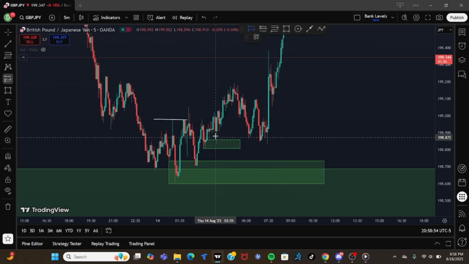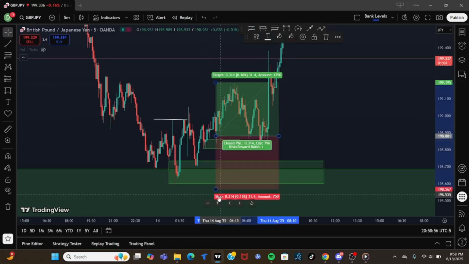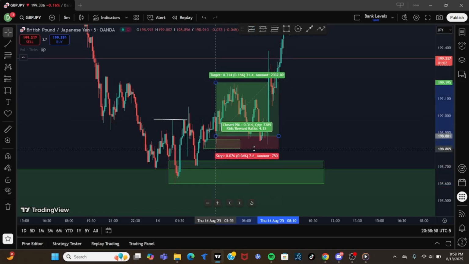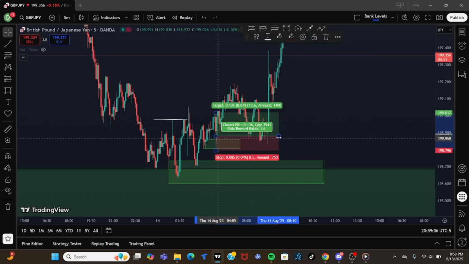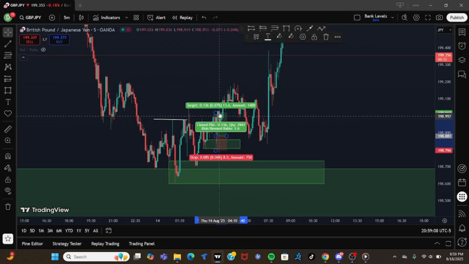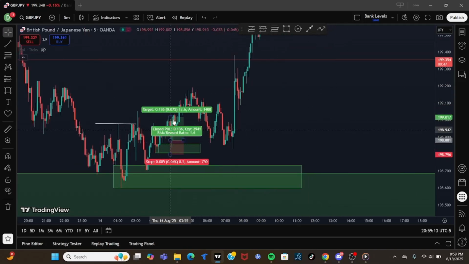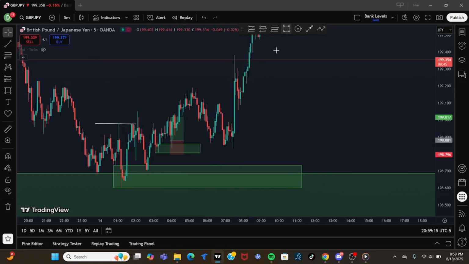Me personally, I would have gotten in right here and I would have my stop loss right here below the box. And I would have traded to the next high. I would have gotten out 1 to 1 right here, closed partials and just kept it running. But you see, there's demand as it's going up. Here's another demand zone that got respected.